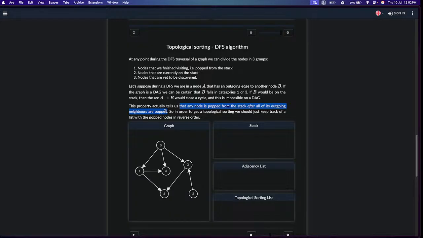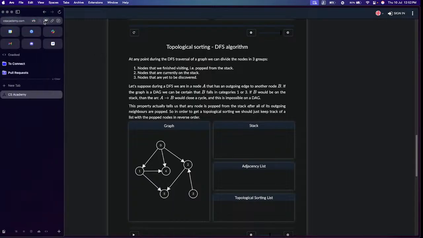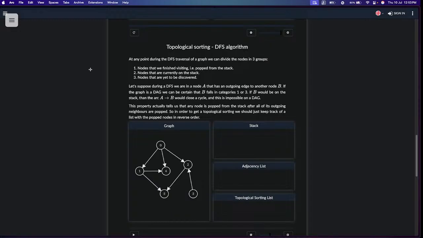Okay, so if you read this, any node is popped from the stack after all its outgoing neighbors are popped. After all its outgoing neighbors are popped. That is such an important property. Let's suppose during a DFS we are in node A. So let's do some dry run and try to understand what they're saying. Let's say we are in node A that has an outgoing edge to another node B.